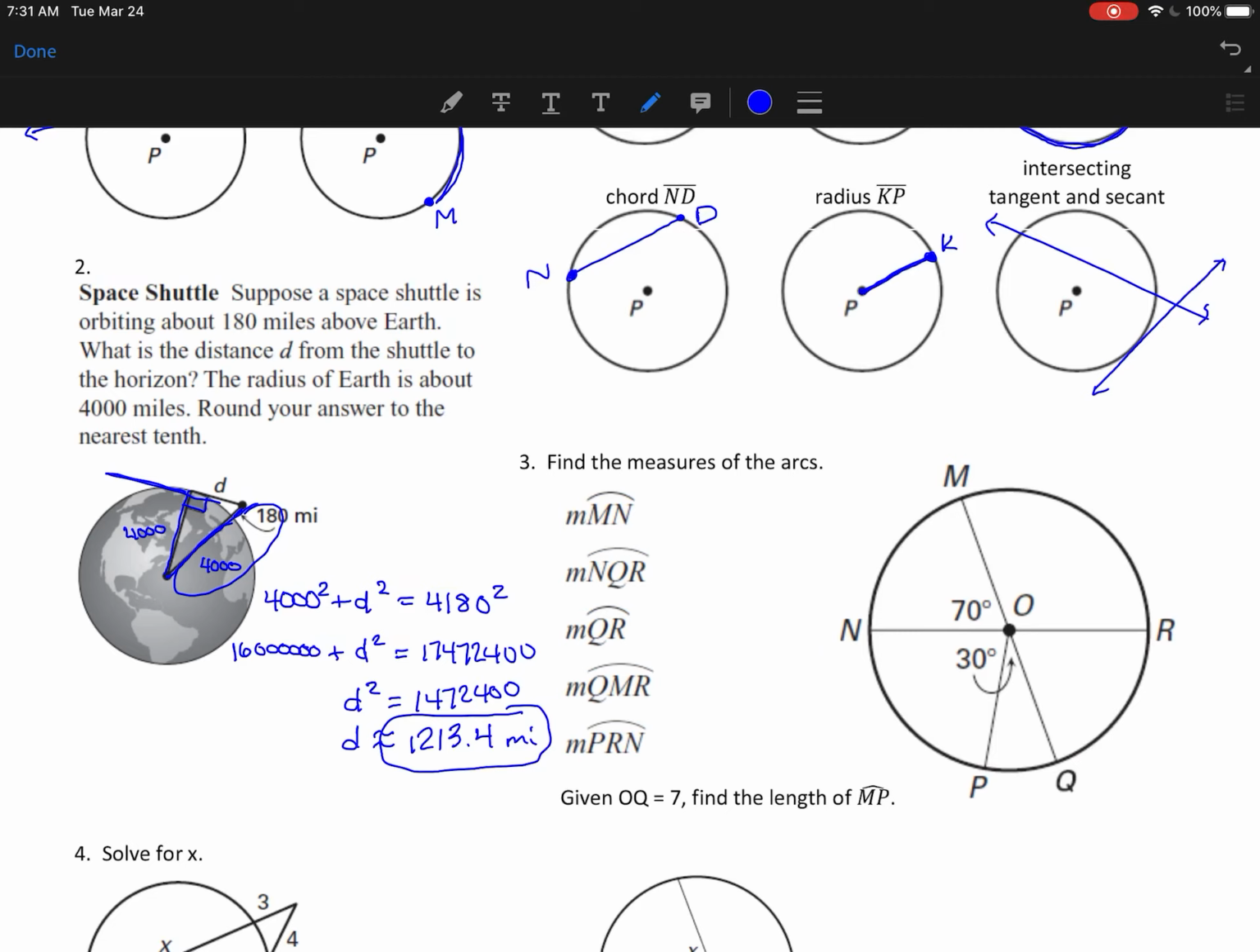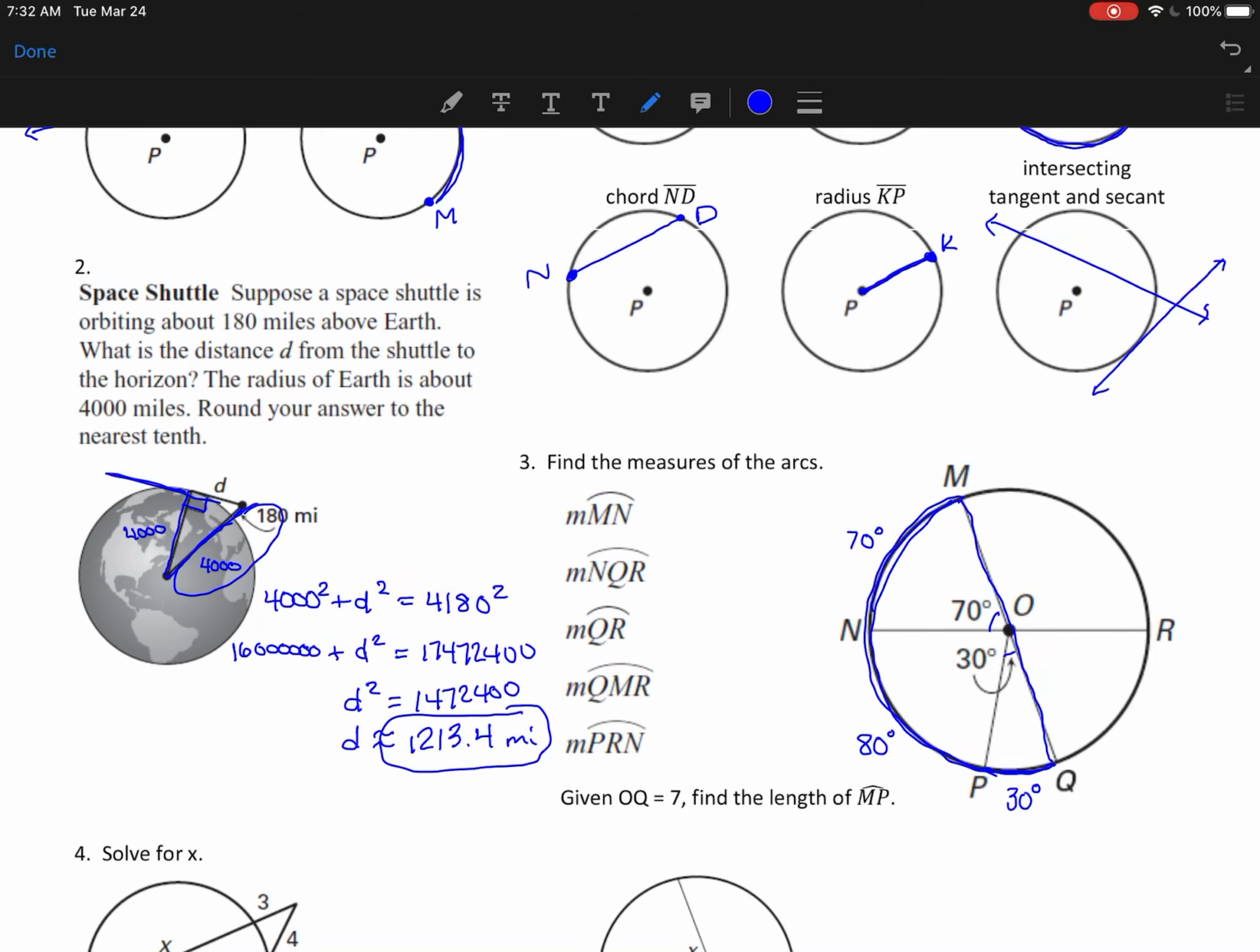On number 3, I would suggest that either you have scratch paper or you write on the printout, but you need to figure out all of those angles first is the easiest way to do this, I think. So since I know that this angle is a 70, this arc is a 70. And this angle is a 30, so this arc is 30 degrees. And then if we look for diameters, that's going to help us. That means that this half of the circle would be 180. So far I've got 70 plus 30 already. That's 100. So this arc would have to be 80 to make that 180 total.